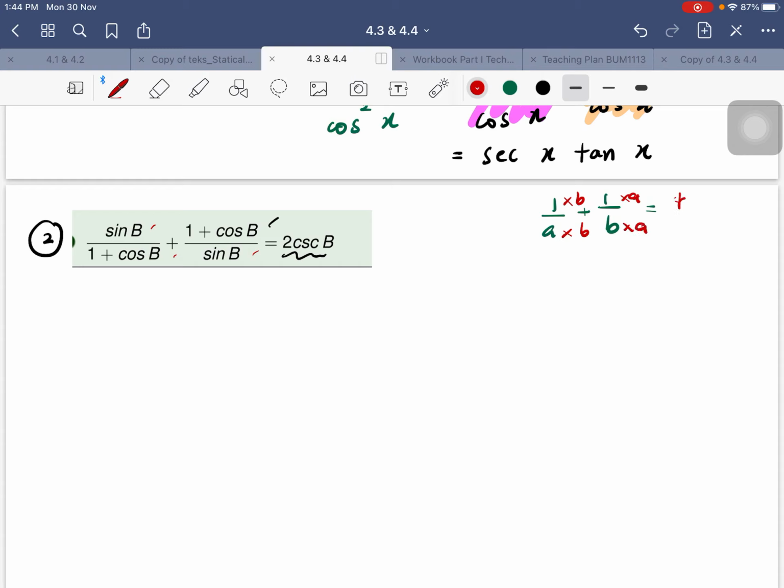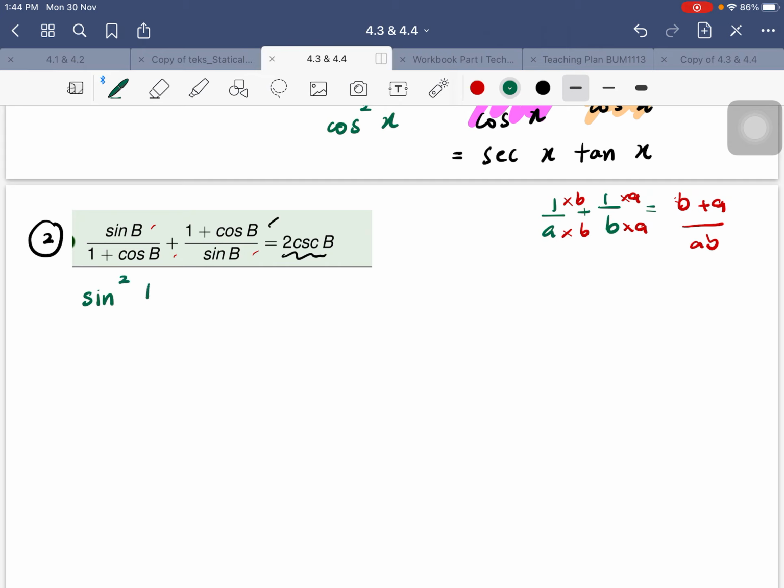So that is how I'm going to end up with b plus a over ab. This is going to be the same idea that I'm going to adopt for this case, but this one is going to be more complicated because of the more complicated function used. Okay, so here what I'm going to do is multiply top and bottom by sine of b.